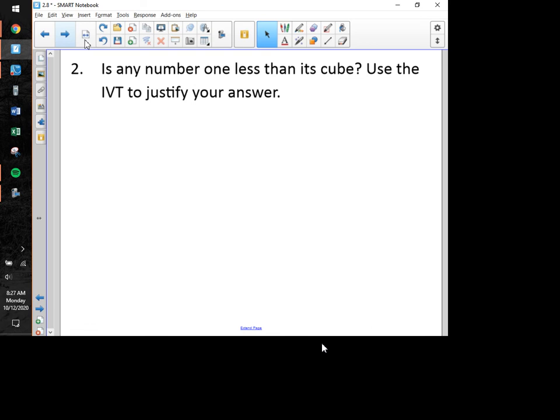All right, so what are we supposed to do with that? I've really got one quick question to run through with you guys to show you how the IVT works and how it applies, but it's not all that complicated. So here's the question. Is any number 1 less than its cube? And we're supposed to use the intermediate value theorem to justify our answer.